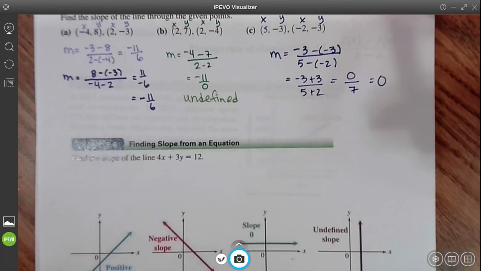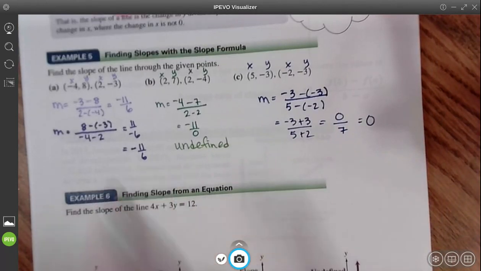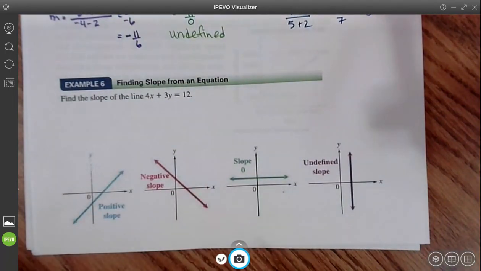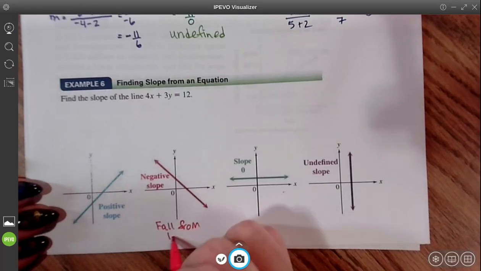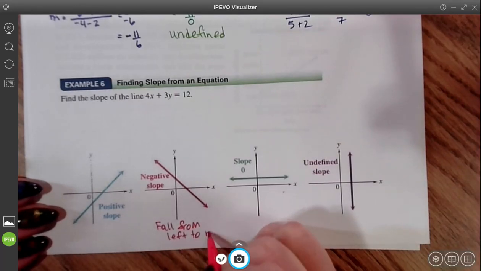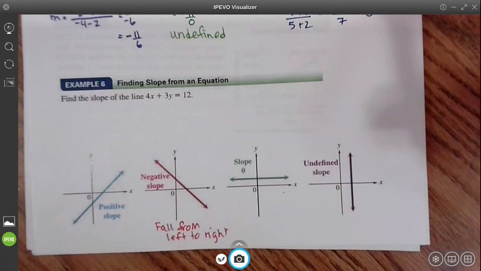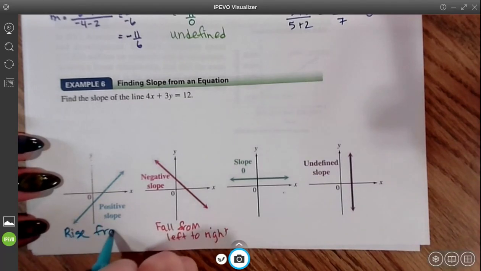Finding slope from an equation. Oh, let's talk about slope down here. What do those slopes look like? So this first slope that we got is a negative slope. Negative slopes slant downwards as we go left to right, so they fall from left to right. Positive slopes go uphill as we go left to right, so they rise from left to right.